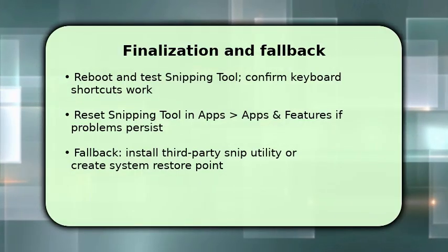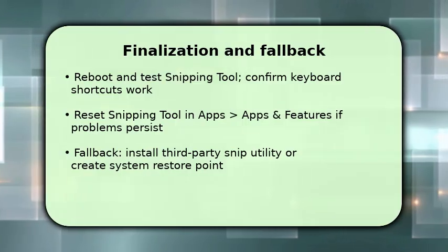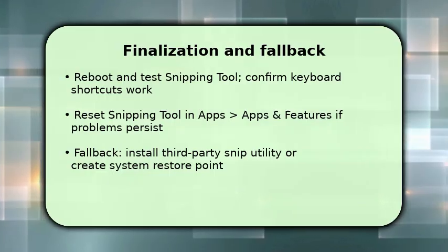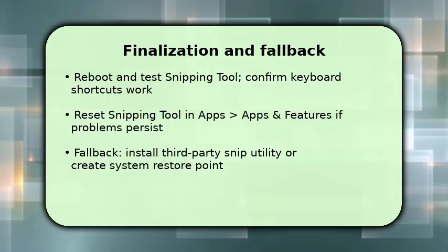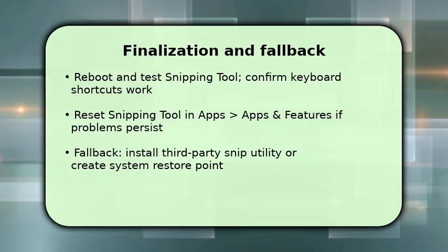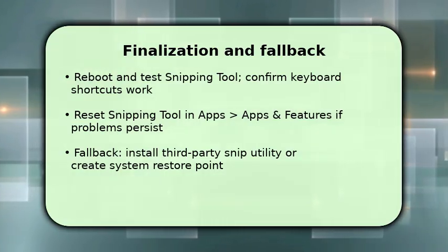Once reset, retest immediately. If still failing, install a trusted third-party snip utility or roll back to a system restore point made before the issue. Troubleshooting tip: if commands fail, copy exact error text and run Windows Update again before repeating repairs.